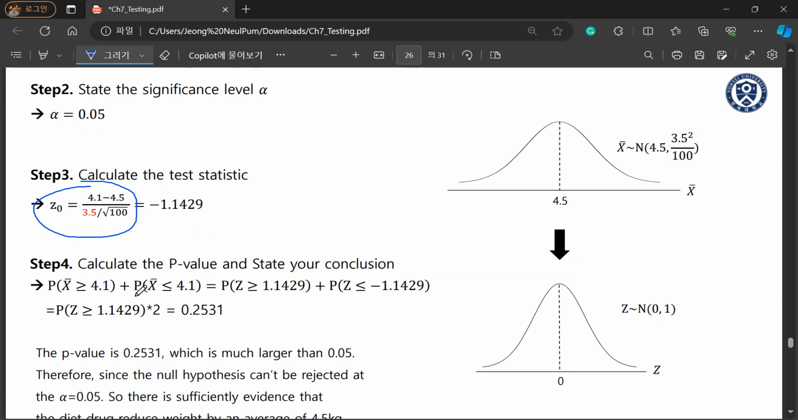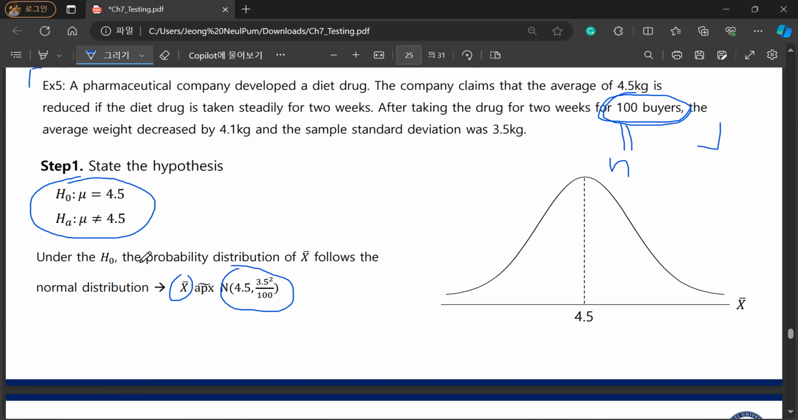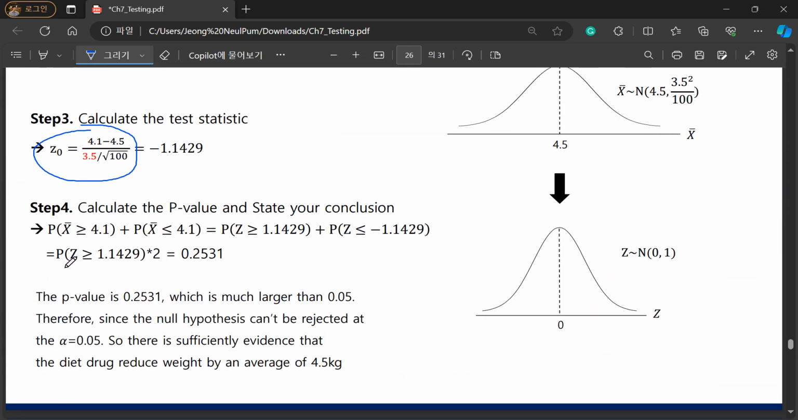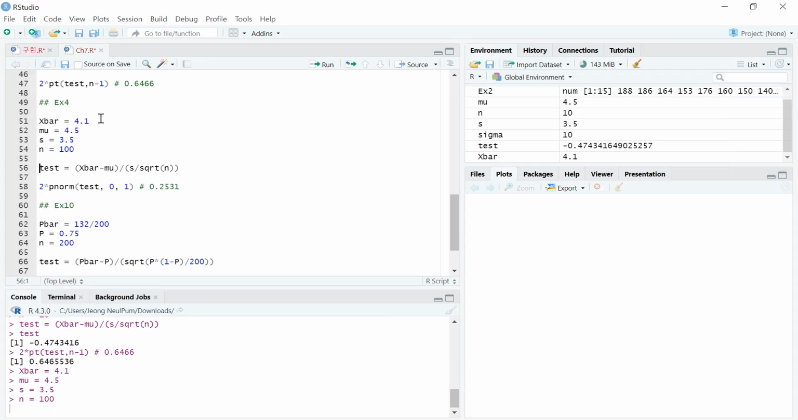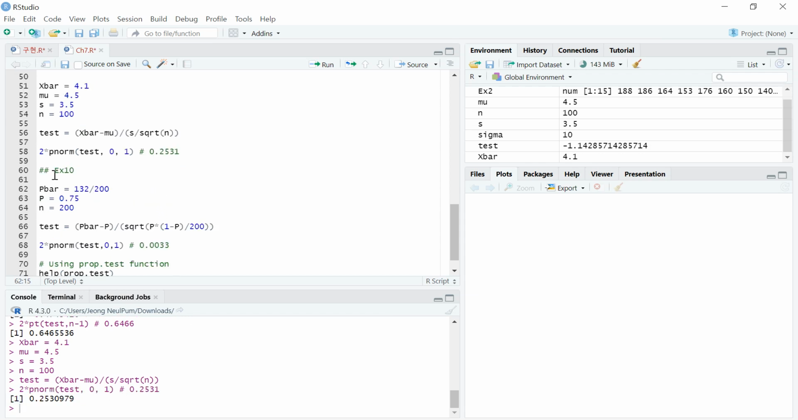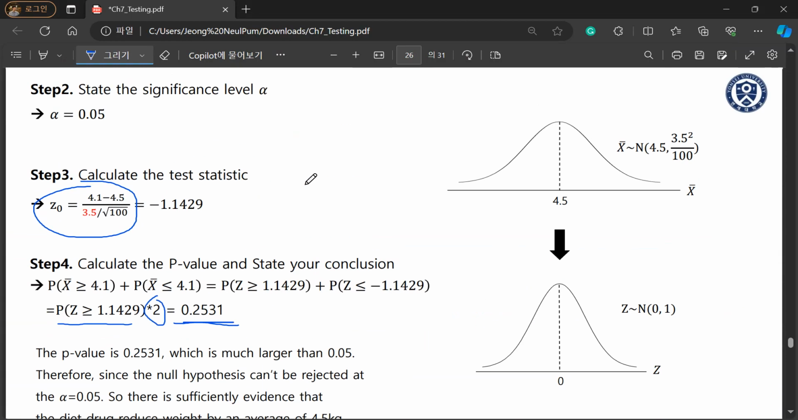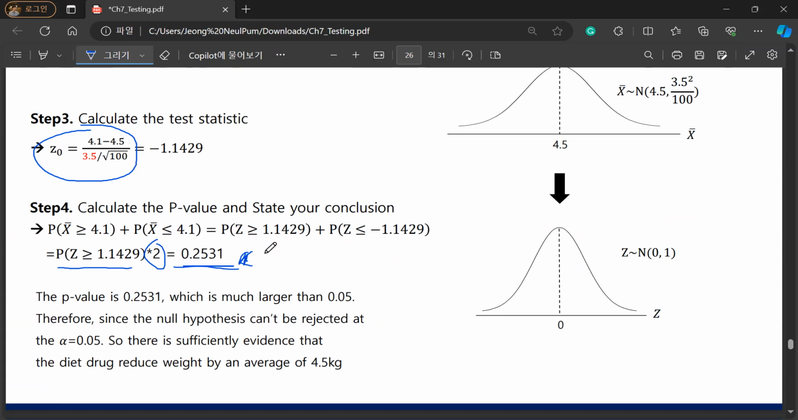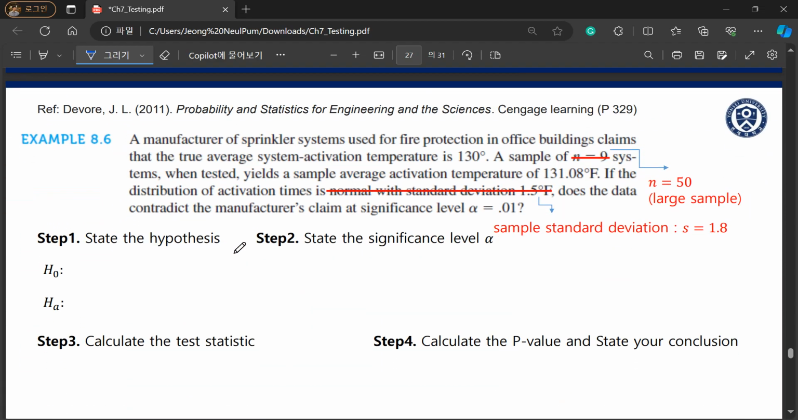And for getting the p-value, because we are dealing with a two-sided test, we have to multiply the result by 2, which is 0.2531, which is the same as here, 0.2531 about. That's it. And because this is larger than 0.05, which is the significance level, we are still not able to reject the null hypothesis this time.